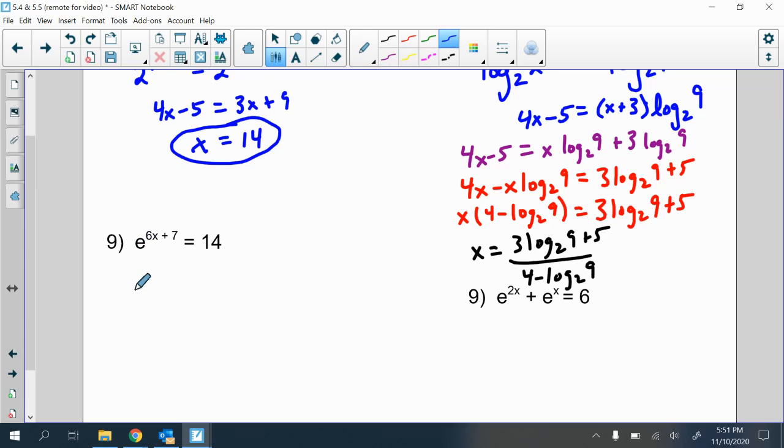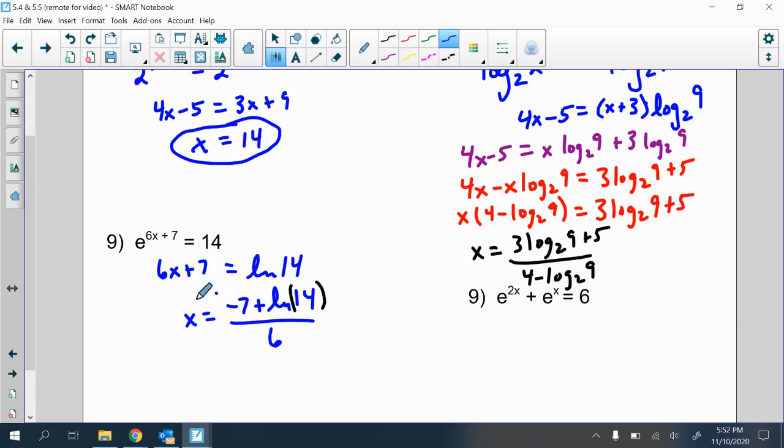How I get rid of e is I take a natural log of both sides. So I have natural log of e to the 6x plus 7 equals the natural log of 14. Notice that natural log of e to the 6x plus 7 is just going to be 6x plus 7. Now I solve for x by subtracting 7 and dividing by 6. So x equals natural log of 14 minus 7. I tend to write it as negative 7 plus natural log of 14, so there's no confusion. You also could put the 14 in parentheses to avoid any confusion too, and then divided by 6.